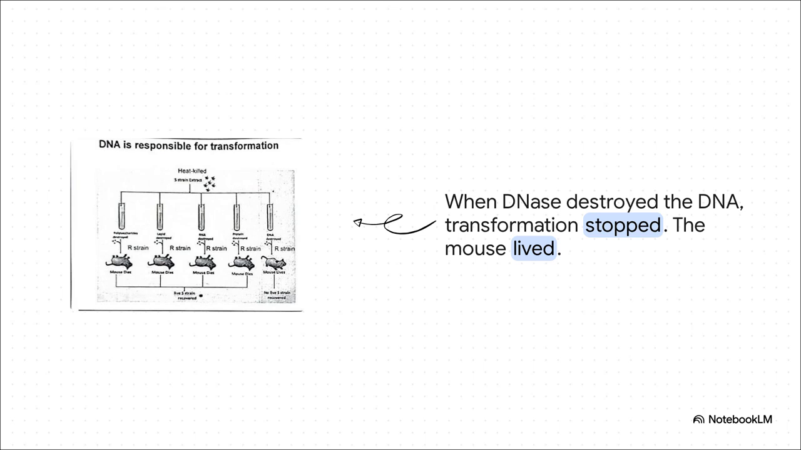And the results were just stunningly clear. When they destroyed the proteins, transformation still happened. When they destroyed the RNA, it still happened. But, and this is the key, when they used an enzyme to destroy just the DNA, transformation stopped. The harmless bacteria stayed harmless. This was the smoking gun. The transforming principle was DNA.